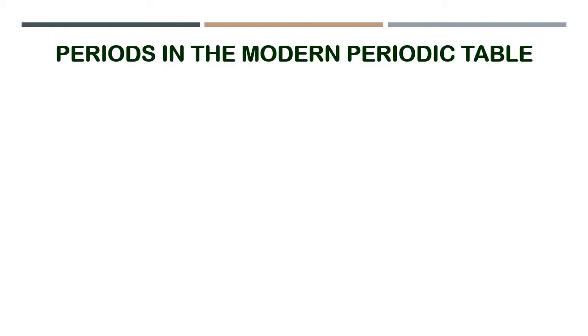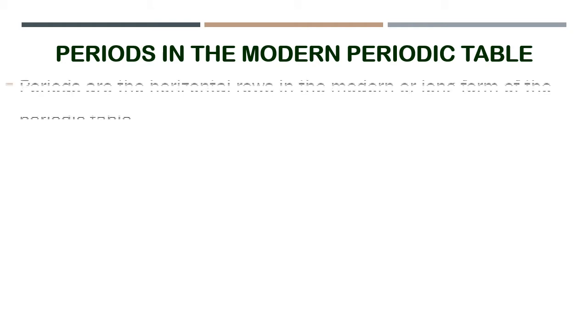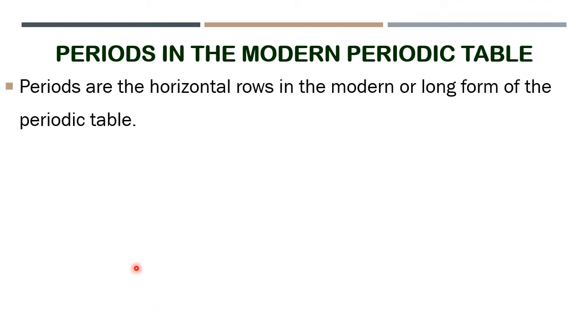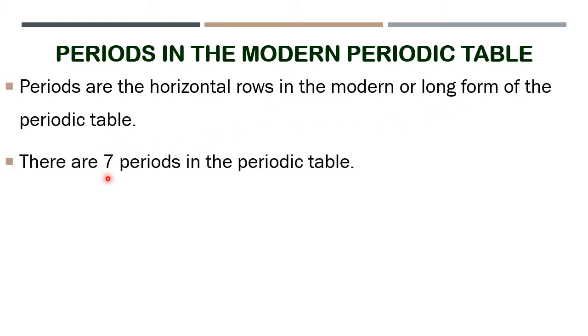Now, after understanding groups on the table, we will go to the periods in the modern periodic table. Periods are the horizontal rows in the modern or long form of the periodic table, from left to right. There are 7 periods in the periodic table. First period, second period, third period from left to right, they are called the periods. Totally we have 7 periods.